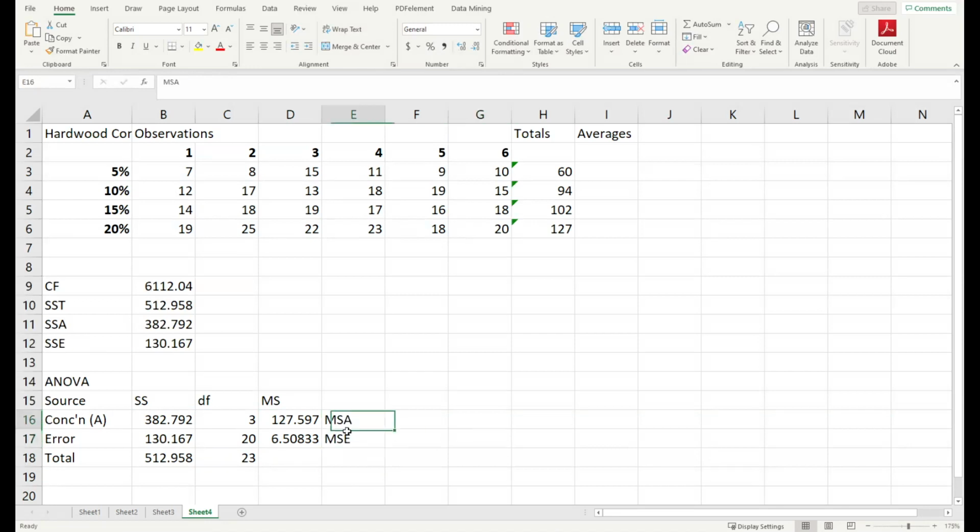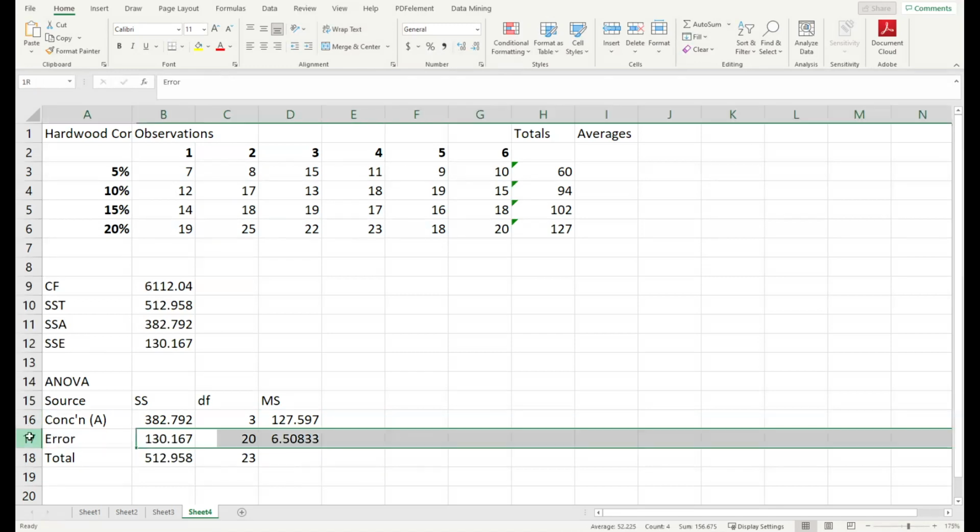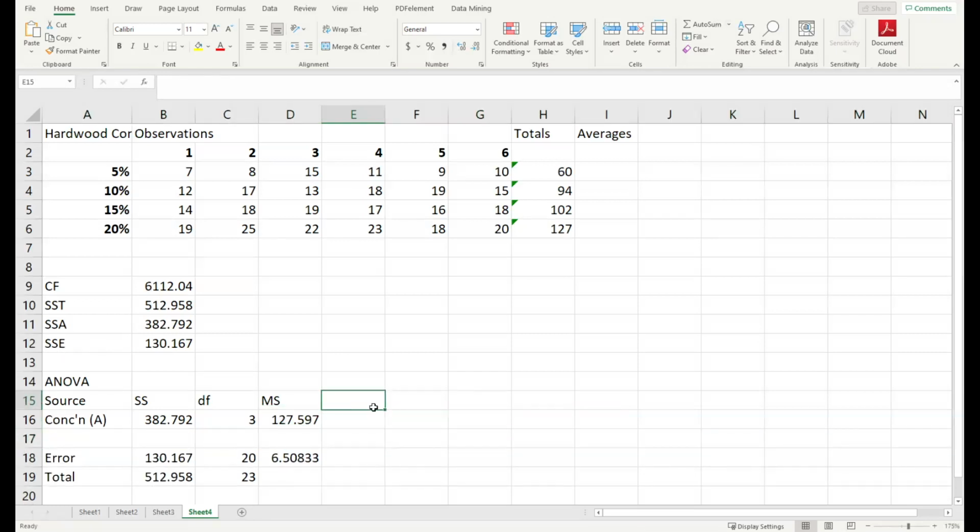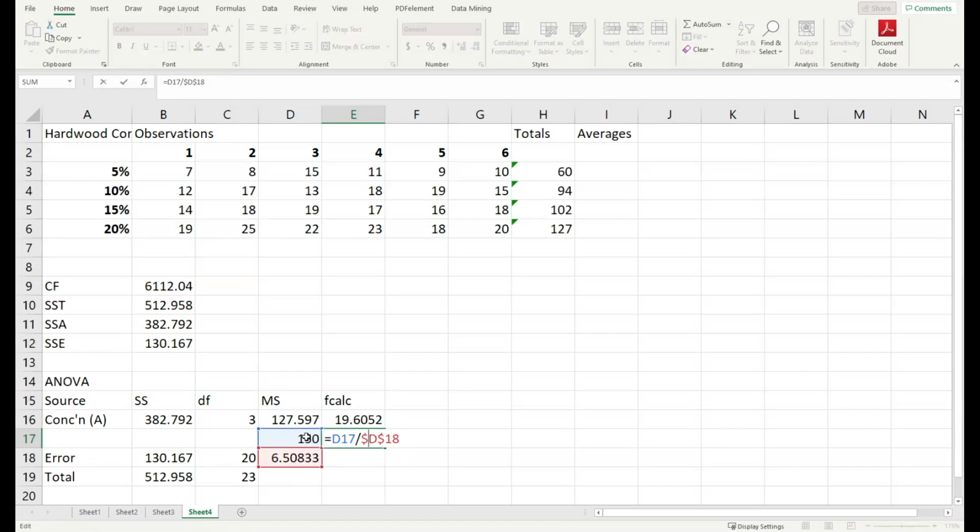Okay? So what's important about this MSE is that when we compute for the F value, MSE will always be the denominator. So for example, if we have, let's say, an MSB here, the next column will be the F calc. And F calc is always the MS of our source divided by the MS of the error. Okay? In fact, I can add the dollar sign to this. So let's just say I have 150 here, this is my MSB. So when I drag it, this should be MS of B divided by MS error. MS error will always be the denominator.